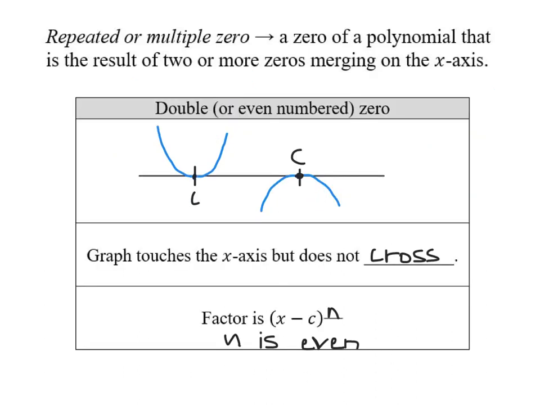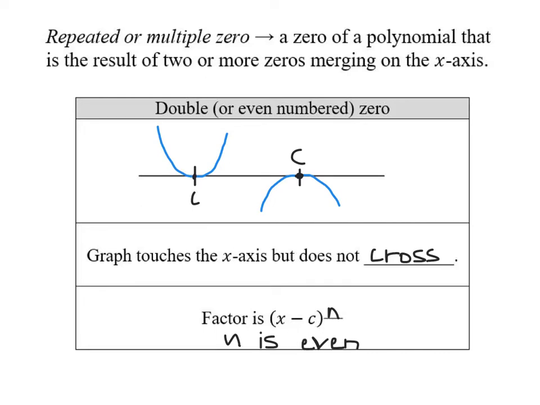So to summarize here, we have the double or even number zero, because this doesn't have to happen with a square. It can happen with 4th or 6th, but we have the graph just come down, kiss the x-axis, and then go back up. And of course, it could happen the other way. If your k value is negative, you might have something more like this, all right? And the graph touches the x-axis but does not cross, and the factor, of course, is going to be even.